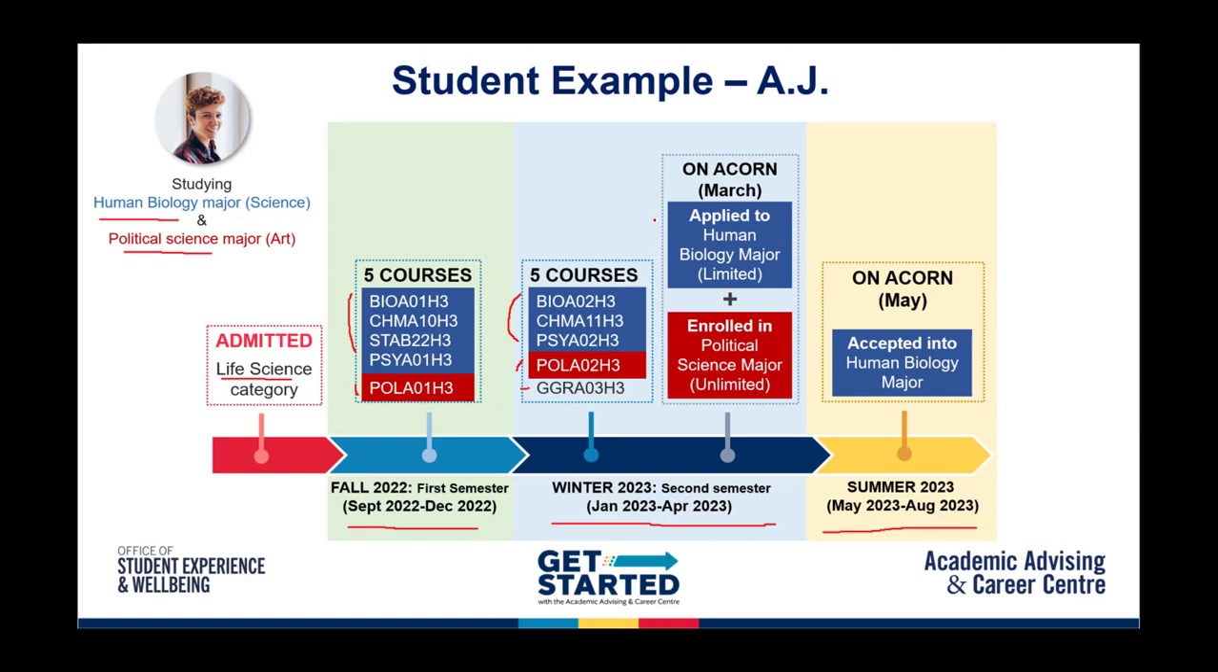In March, AJ applied to human bio. The political science major was added. And in May, AJ was accepted into the human biology major. So notice here, human biology is under the life science category, but political science is not. So you could choose to study whatever program you wish.